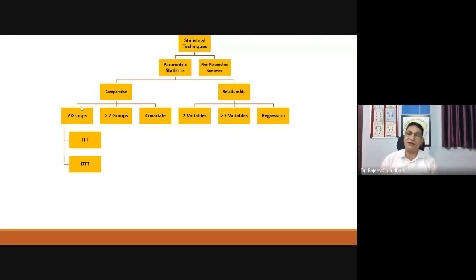This dependent t-test is also known as paired t-test. It is also known as repeated measure t-test. Again, I repeat the 4 different names of this t-test: dependent t-test, paired t-test, correlated t-test, and repeated measure t-test. Now I will proceed to the third type of t-test, that is known as one sample t-test.